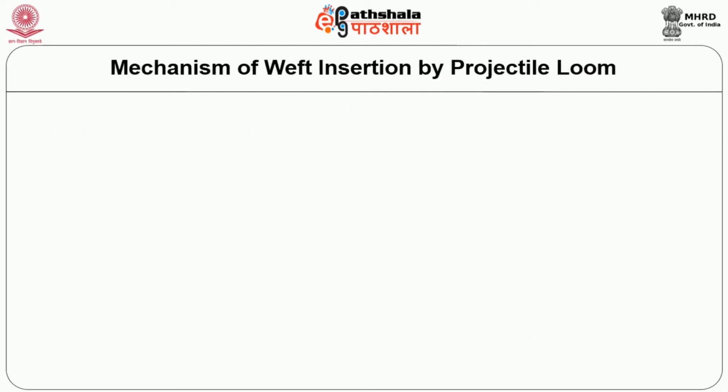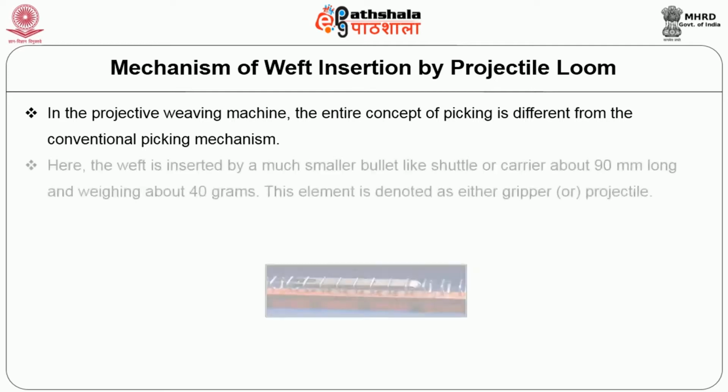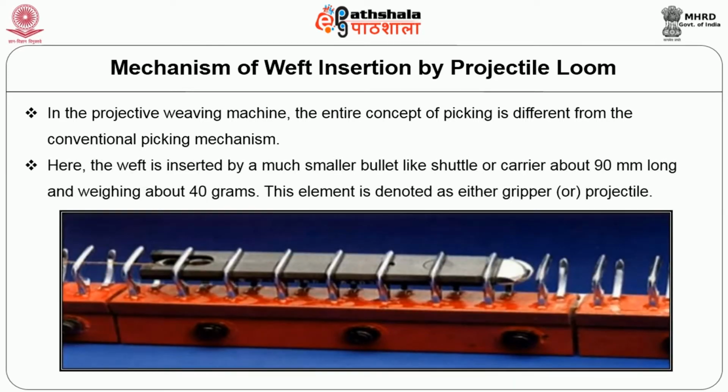Now let us get into the mechanism of weft insertion by a projectile loom. In the projectile weaving machine, the entire concept of picking is different from the conventional picking mechanism. Here, the weft is inserted by a much smaller bullet-like shuttle or carrier, about 90 mm long and weighing approximately 40 grams. This element is denoted as either a gripper or projectile.